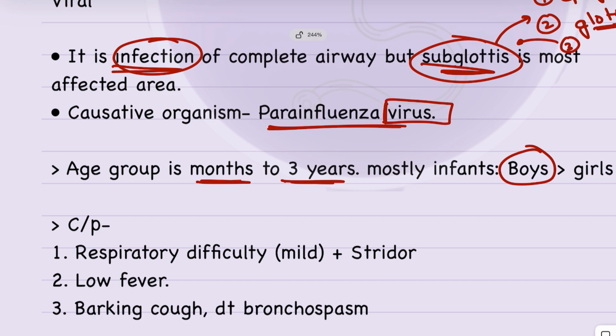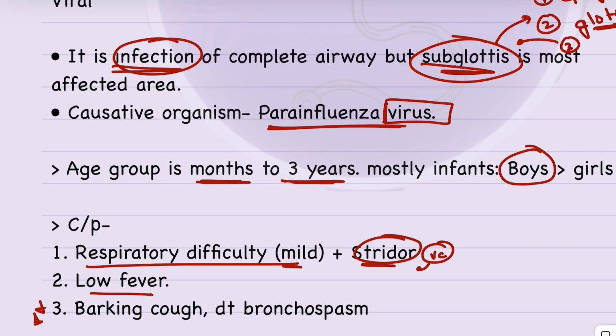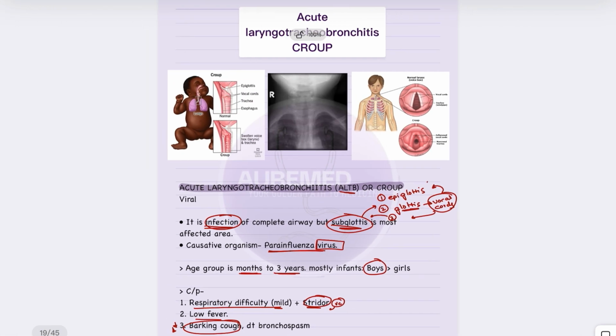What are the clinical features that we can see? First of all, there will be mild respiratory difficulty, and there will be a stridor. Why would there be a stridor? Because it is present below the vocal cords, so there will be difficulty in breathing. There will be low fever because of the virus, and the main hallmark feature is the barking cough, which is present in croup.